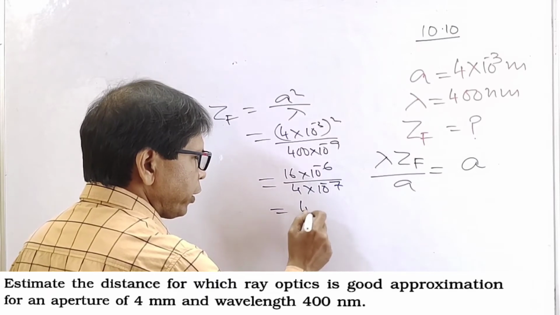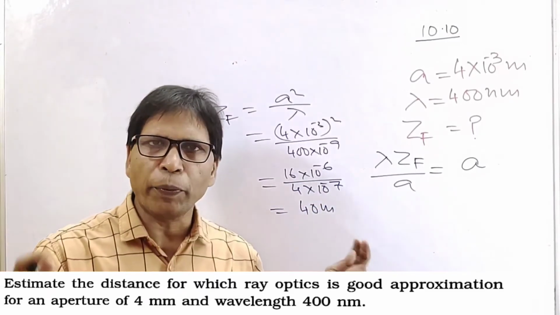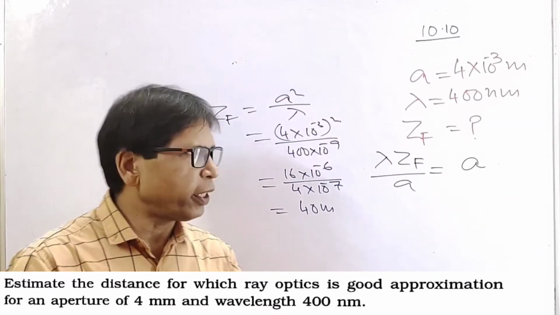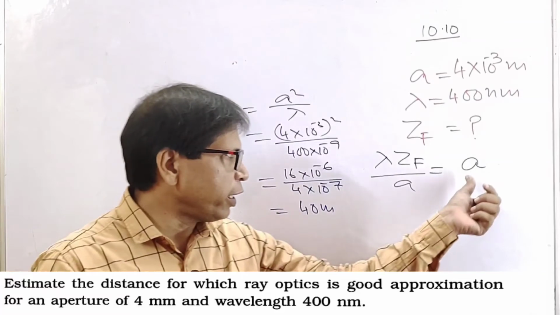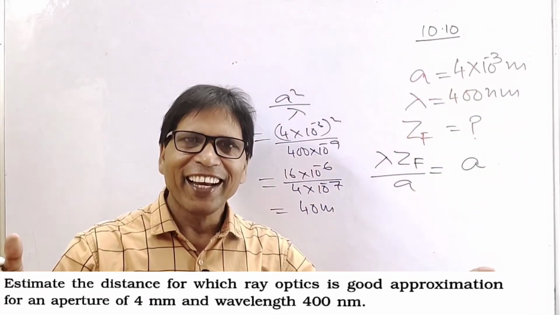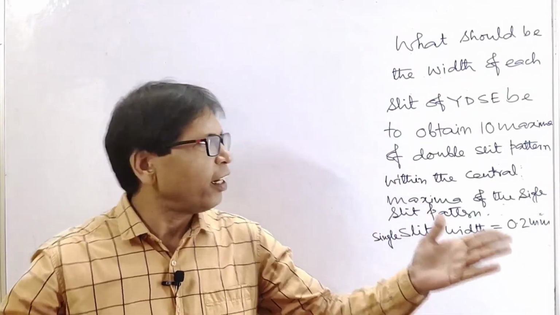So look at this. This is the 40 meter. So the distance up to which ray optics is valid is 40 meters. After 40 meters, the bending of light at the edge of the obstacle becomes significant. Okay. Now next. Now look at this numerical.